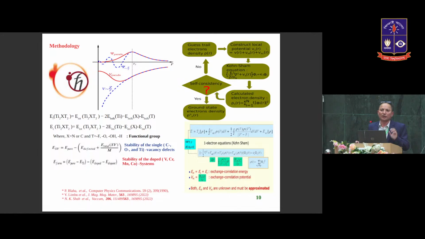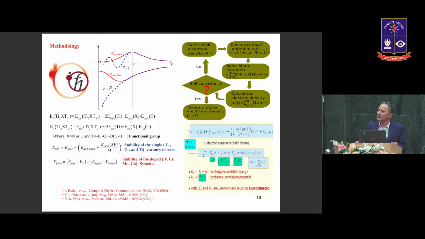To know whether this material is stable or not, we have to check the following three things. One is that the material should be structurally stable. The second is that it should be chemically stable. And the third is that it should be dynamically stable. For the structural stability, we go towards the energy minimization process.